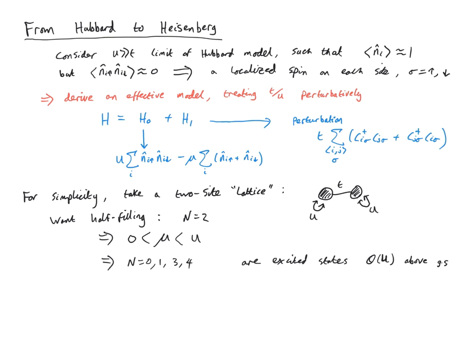So we're actually not going to consider n equals 0, 1, 3, or 4. We're just going to stay within the n equals 2 sector. This is something that I insisted upon from the beginning here. We want a half-filled system. But even within the n equals 2 sector, we see that there are different kinds of states. In particular, we have the n equals 2 ground states.